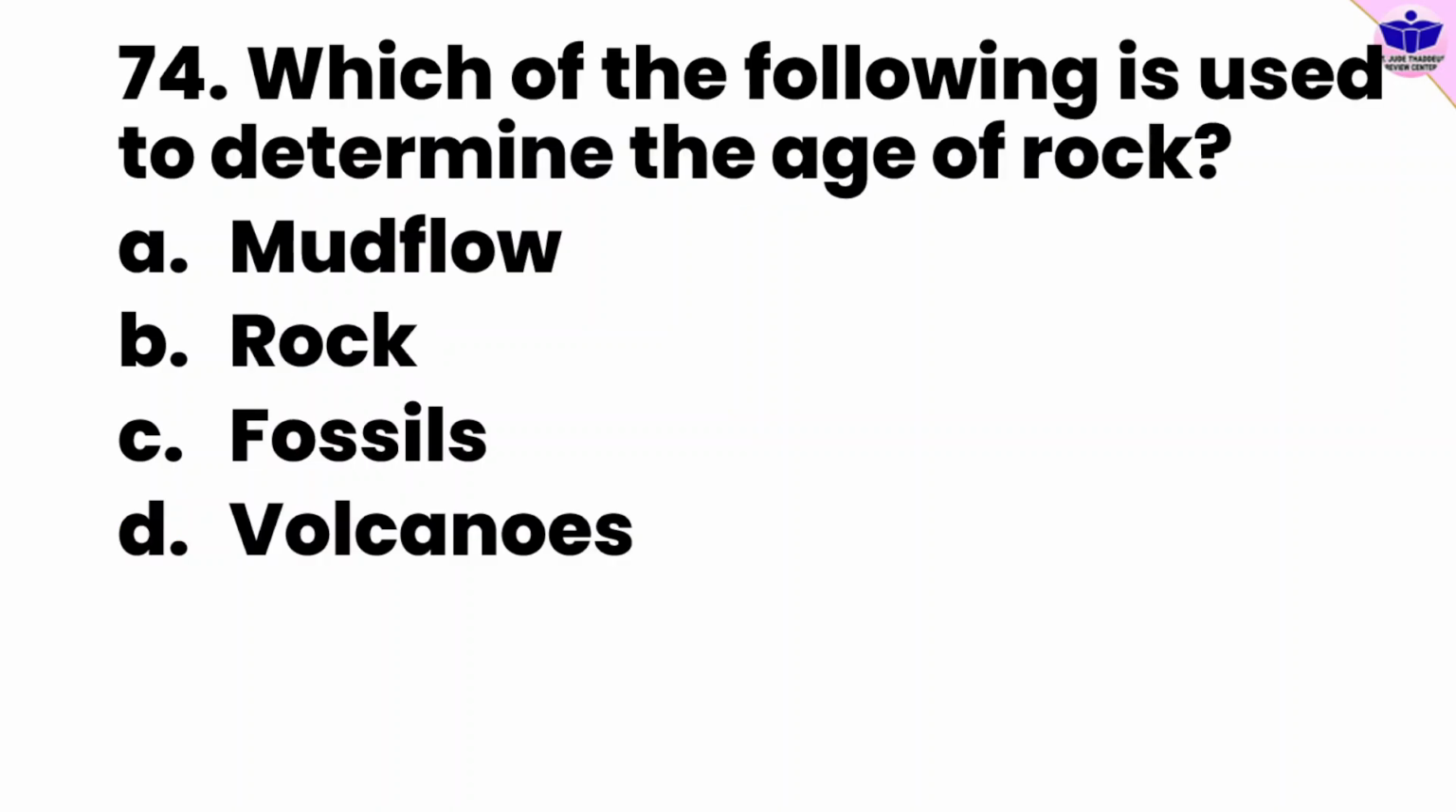74. Which of the following is used to determine the age of rock? A. Mud flow, B. Rock, C. Fossils, or D. Volcanoes. Which can be used to determine the age of rock? We can use fossils to determine the age of rocks. Okay, by carbon dating, for example, most of the fossils are dated using the isotope of carbon. Number 75.